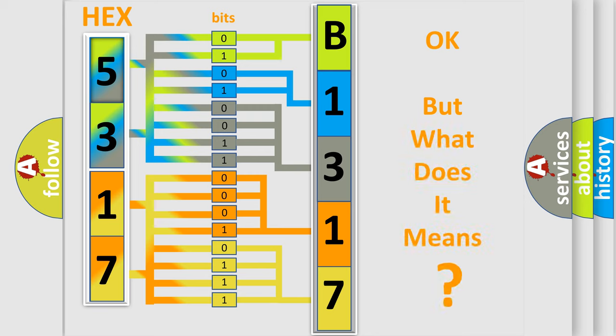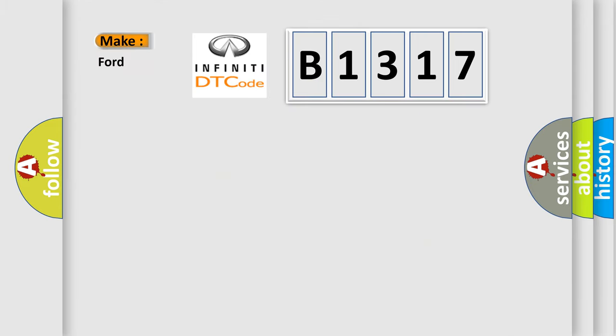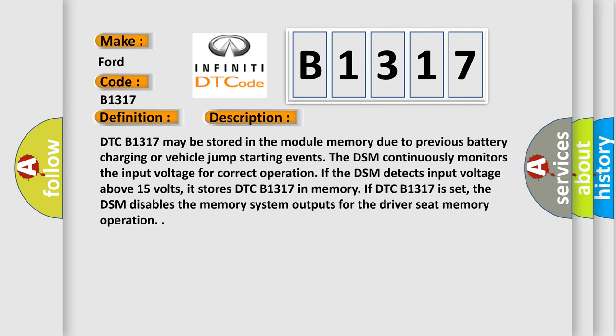The number itself does not make sense to us if we cannot assign information to what it actually expresses. So, what does the Diagnostic Trouble Code B1317 interpret specifically for Infinity car manufacturers? The basic definition is battery voltage high. And now this is a short description of this DTC code.